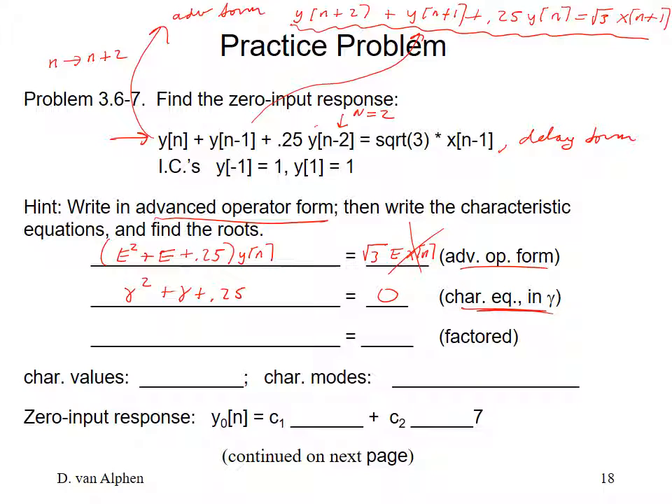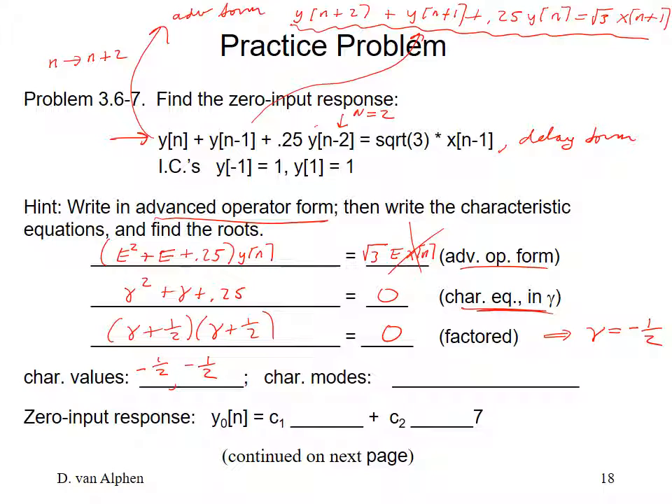Now we try to solve for the gammas. So in this case, I can solve. I get gamma plus 1/2, gamma plus 1/2 equals 0. So if I solve it, that would imply that gamma equals negative 1/2. So our characteristic values are negative 1/2, negative 1/2.